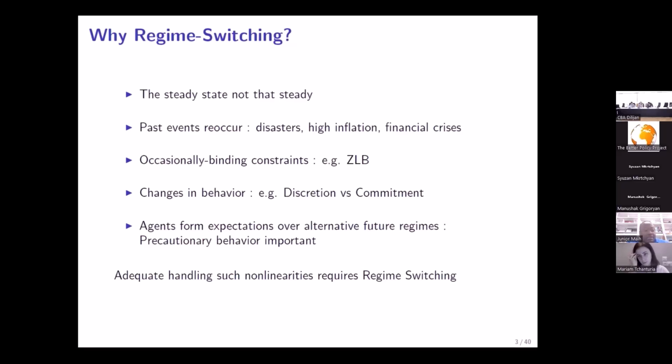Sometimes it's easy to keep a commitment, to keep a promise. Some other times, perhaps because the shocks are large, central banks would just start using discretion. In an environment where things change like that, agents form expectations over alternative future regimes. And so things like precautionary behavior become important. So an adequate handling of such nonlinearities, unfortunately, requires regime switching.